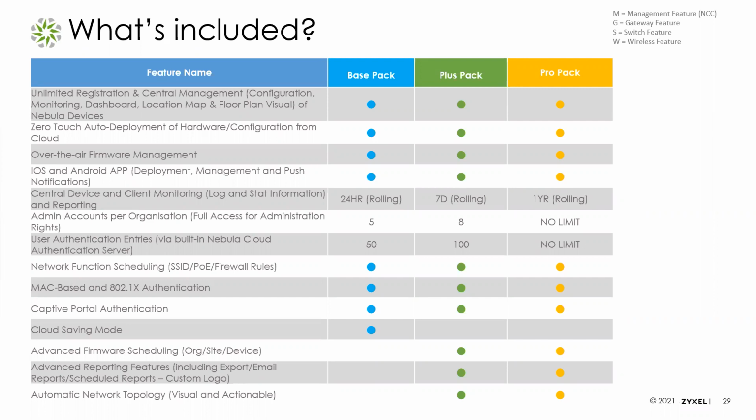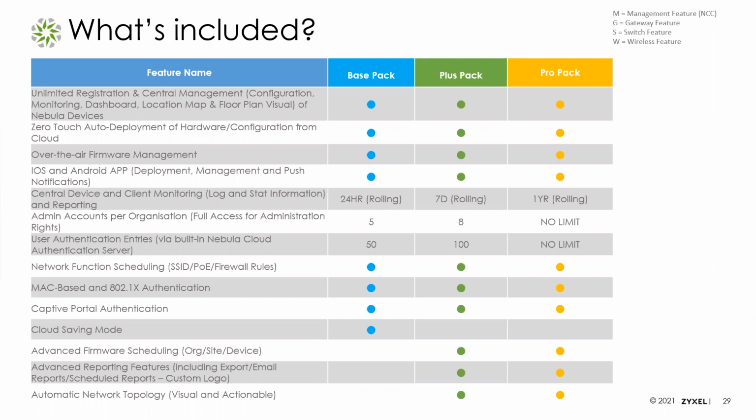One of the first areas where we run into some difference is the logs. Logs are stored in the cloud for you automatically. We do offer syslogs, so if you prefer to export those and not store them in the cloud, you can. But if you are storing them in the cloud, the free version of Nebula only keeps 24 hours of log information. If you upgrade to the Plus Pack, you get a week's worth of information stored in the cloud. And if you jump up to Pro Pack, you get a year's worth of logs stored in the cloud for you.